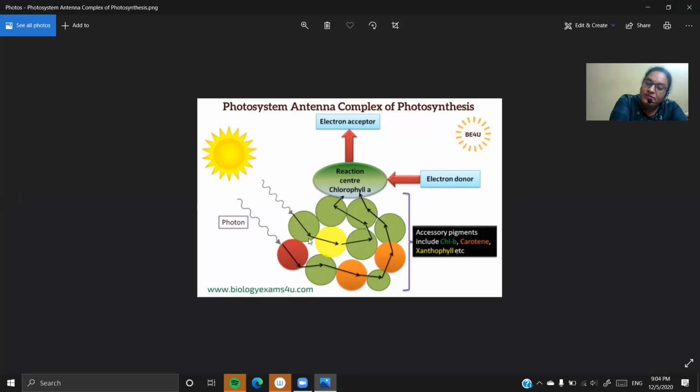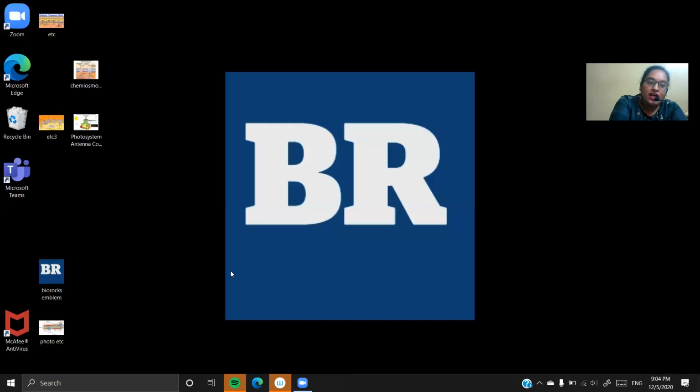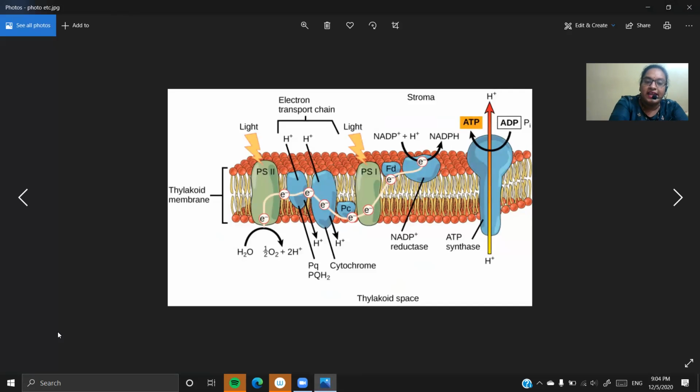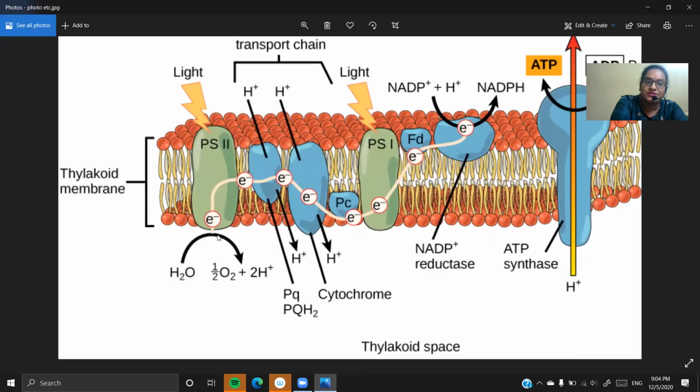All of them individually also absorb a particular wavelength of light, and what they do is send it back and concentrate it to chlorophyll A. So the main chlorophyll A pigment together with the accessory pigments is what we are going to call a photosystem. Now we'll see how the electrons are transferred in photosynthesis, and how chemiosmosis produces the ATP molecules in the photosynthesis process, children.